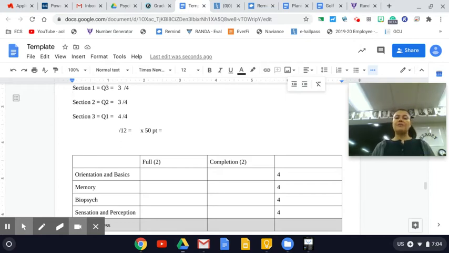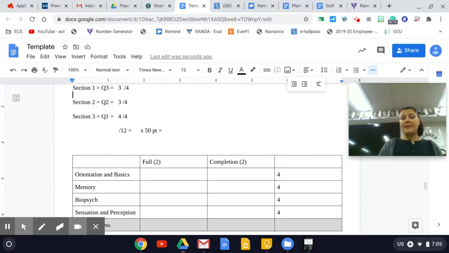I read Q3 and I scrutinized Q3, and it got a 3. For section 2, for everybody's reader's notebook, I sampled Q2, okay? And so it got a 3. For section 3, I sampled Q1. It got a 4.